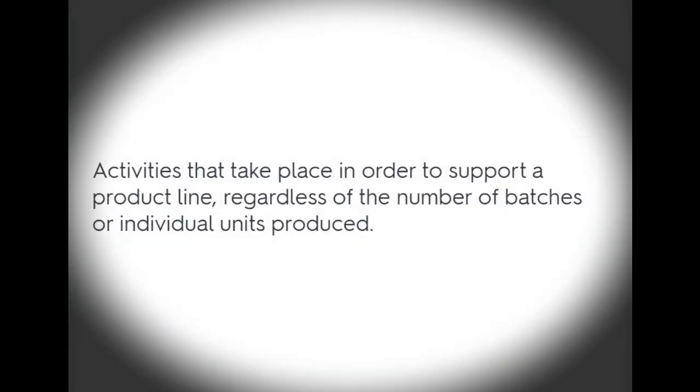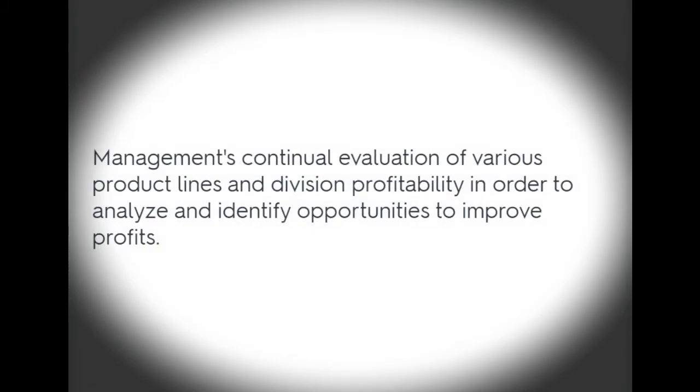Activities that take place in order to support a product line regardless of the number of batches or individual units produced. Production budget. A schedule of production requirements for the budget period. Production prioritizing. Management's continual evaluation of various product lines and division profitability in order to analyze and identify opportunities to improve profits.